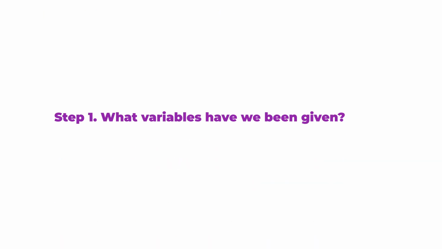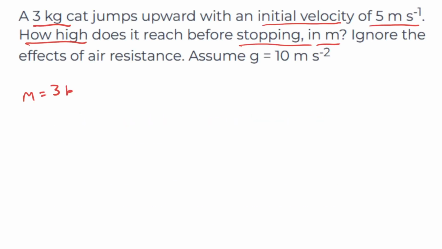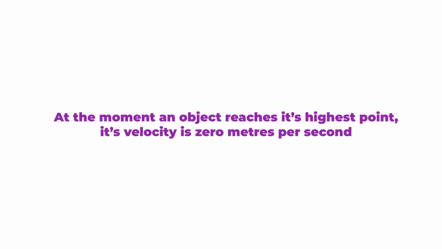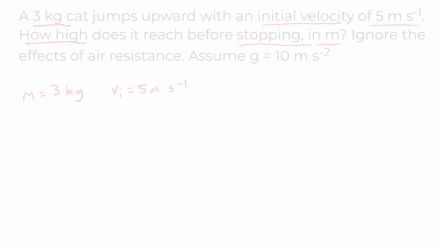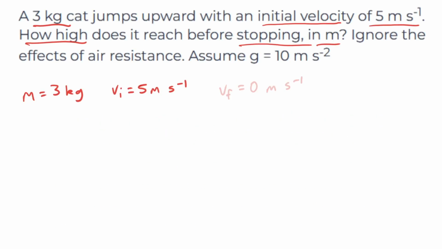What variables have we been given? We have been given mass, or m, which is equal to 3 kgs. Initial velocity, or vi, is equal to 5 meters per second. Also, we know what the final velocity, or vf, will be, since at the moment the cat reaches its highest point, its velocity will be 0. So vf equals 0 meters per second.